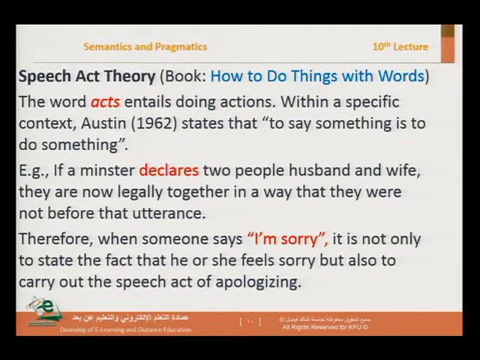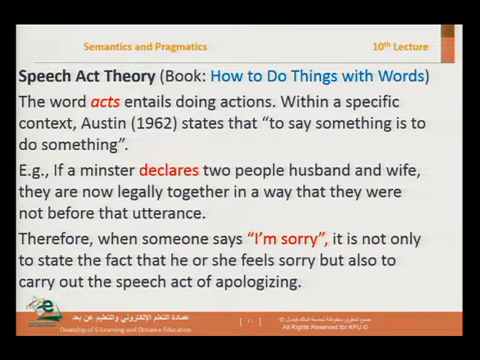The speech act theory was first mentioned in the book of Austin, 1962. His book was How to Do Things with Words. And just from the title of this book, we understand that we're actually having actions here. We are referring to actions. So words are not just sounds and letters that are printed on a paper, but they're actually actions. Okay. So the word act in speech act entails doing some actions within a specific context, as usual.